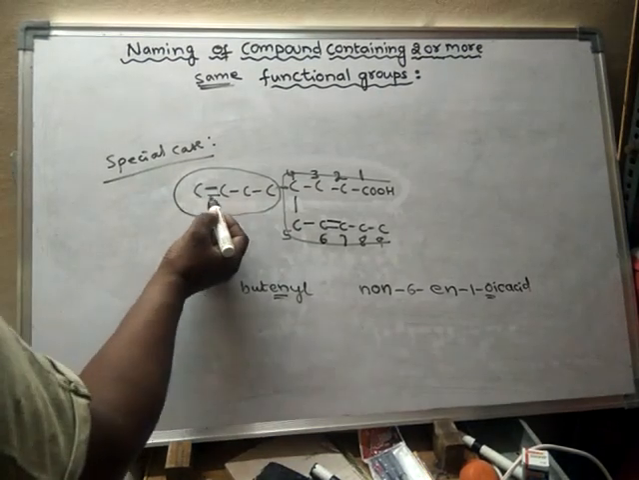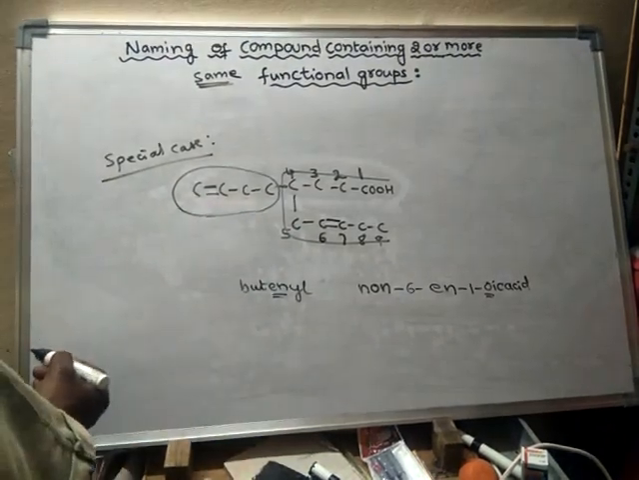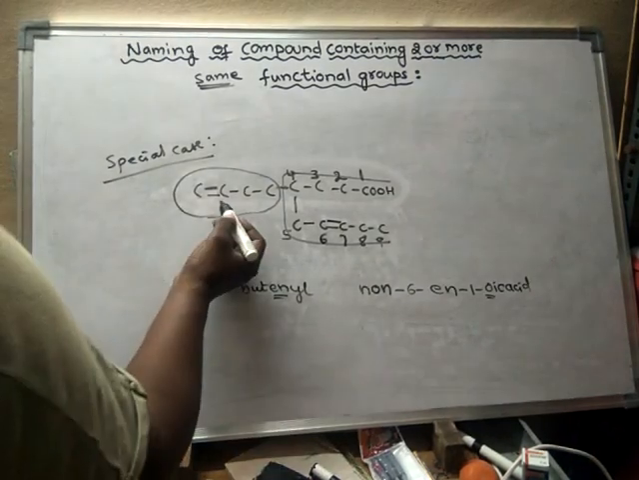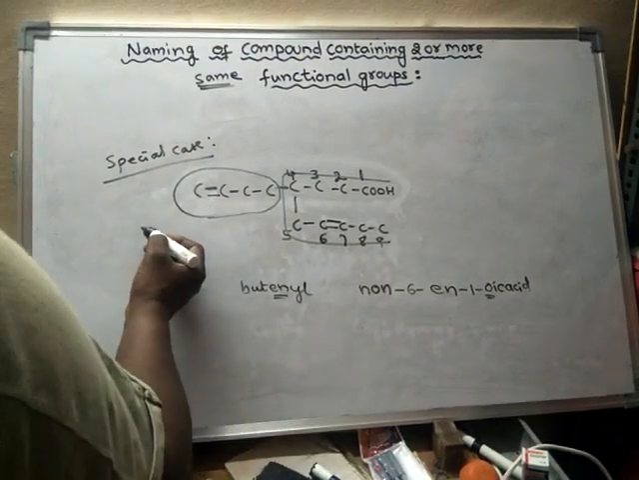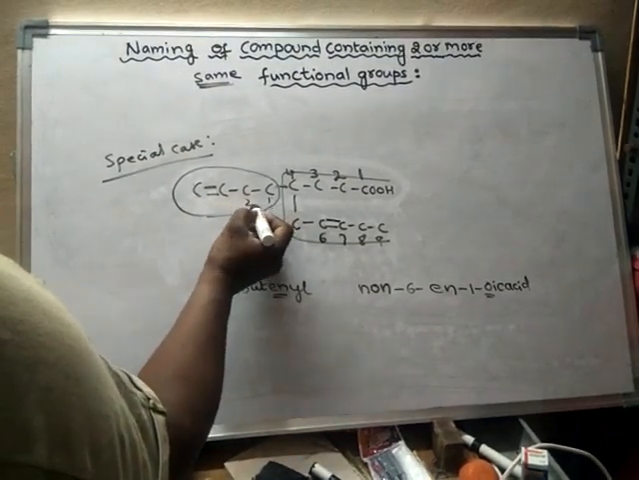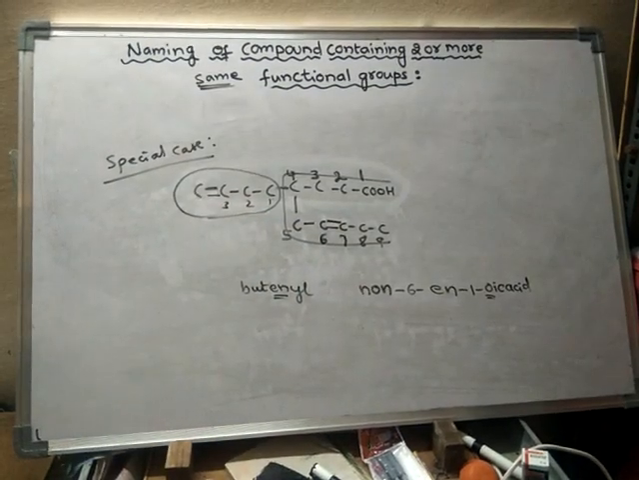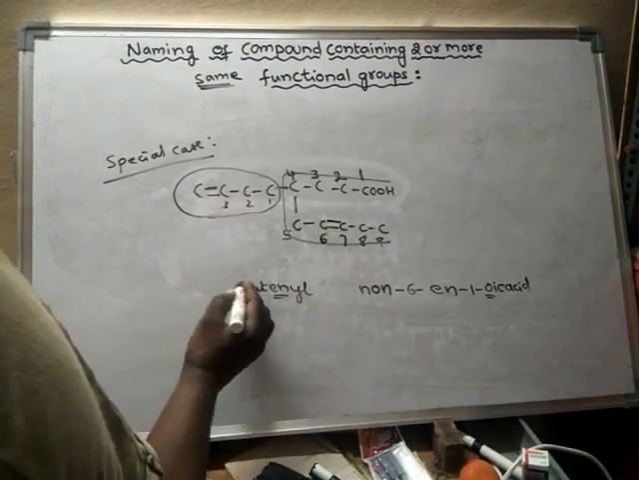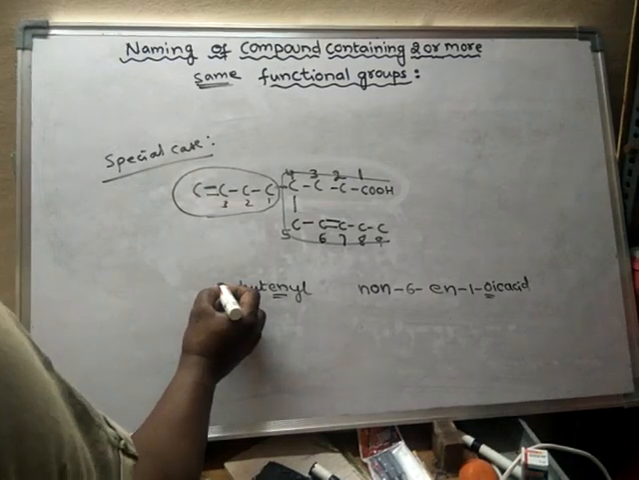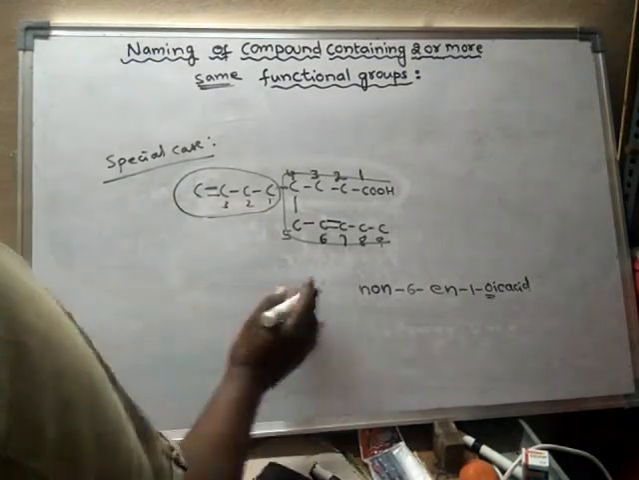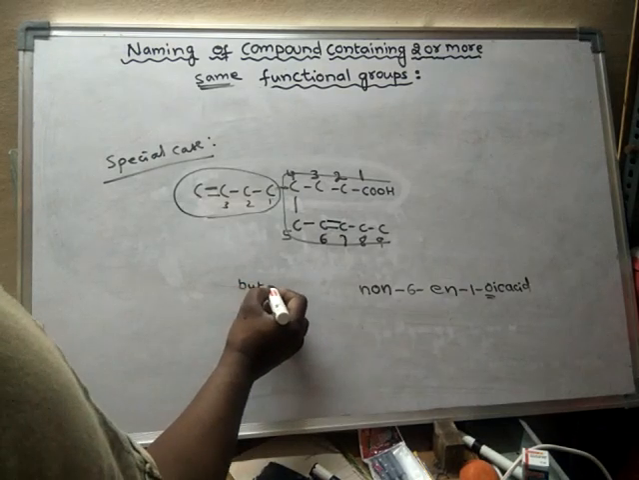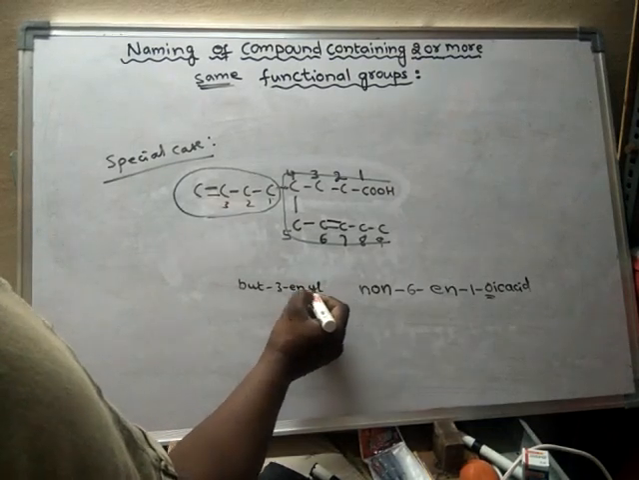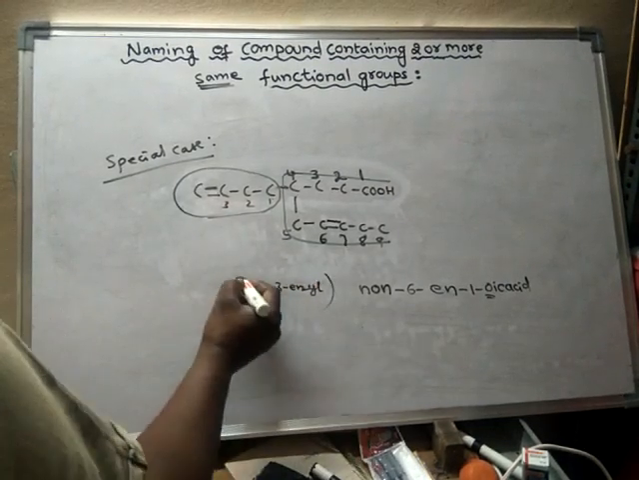So on which carbon is the double bond present? Now you count 1, 2, 3, 4. On the third carbon the double bond is present. Hence, 3-butenyl, or else simply I'll write it like this: but-3-enyl. Okay, but-3-enyl.